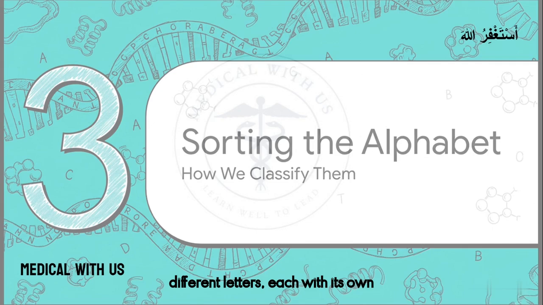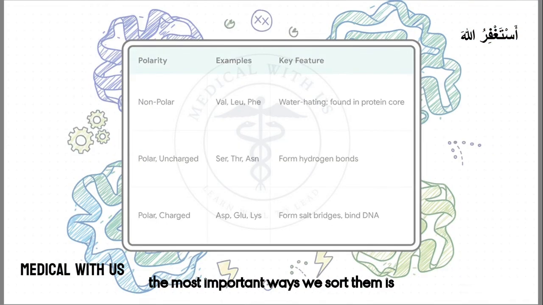All right, so with 20 different letters, each with its own personality, it really helps to sort them into a few groups. And the best way to do that is based on the properties of those side chains, basically how they behave out in the real world of the cell. One of the most important ways we sort them is based on how they feel about water. You can think of it like a social spectrum.